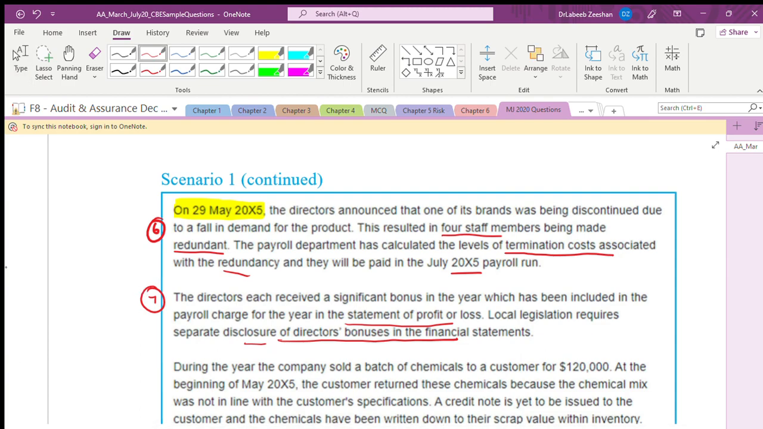You cannot include the bonus with the salary. Your salary and your bonus should be shown differently. The rule says that you have to disclose separately, but they are not doing that.